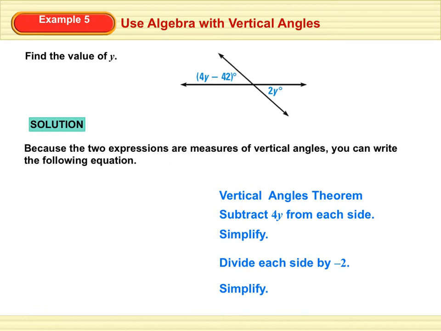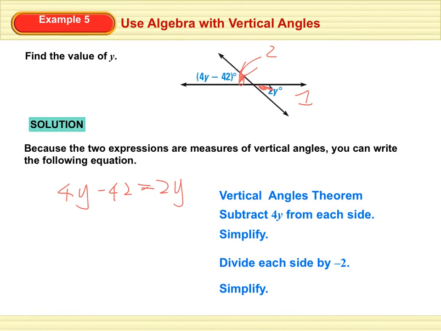So by vertical angle theorem, the measure of this angle, let me use red, let me call this angle 1, and I'll call this angle 2. Okay, so my angle 1 and angle 2 should be congruent, which means that their measures should be exactly the same. So 4y minus 42 has to equal 2y.